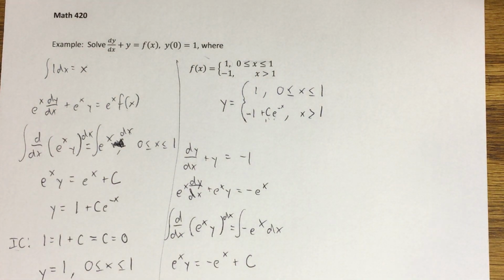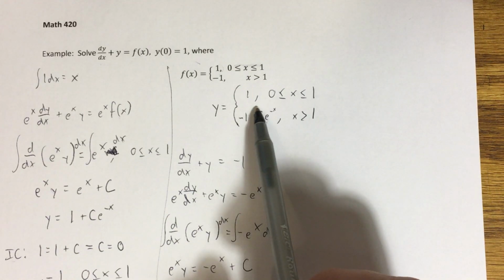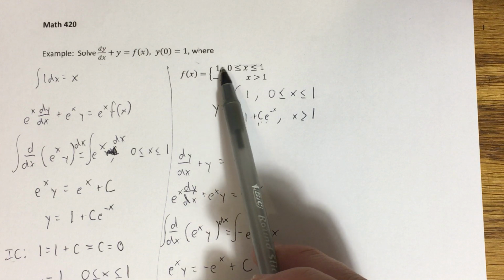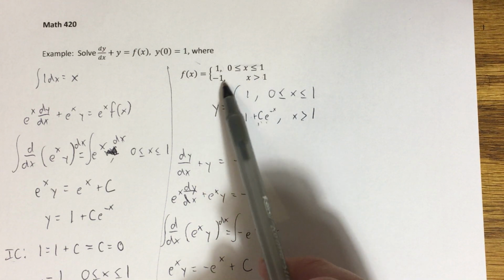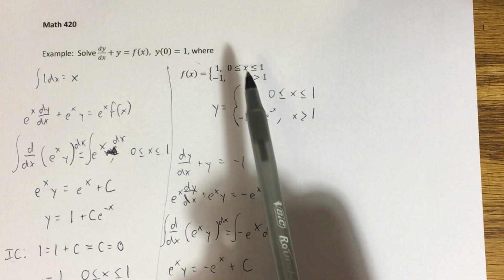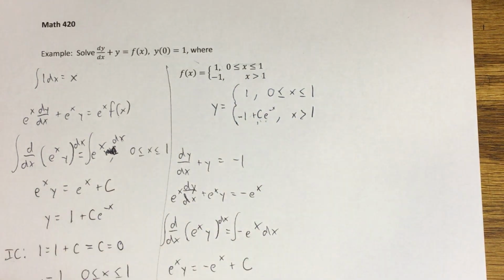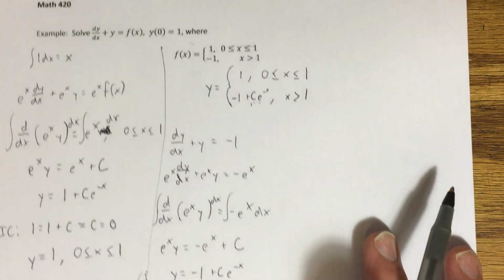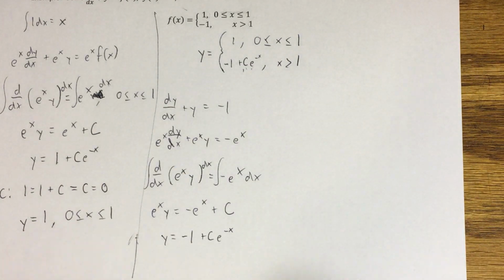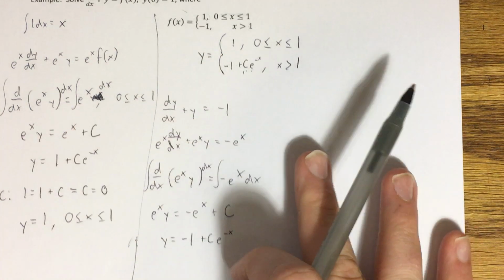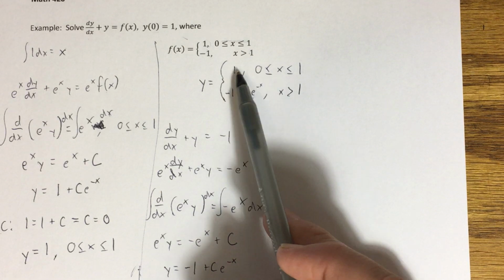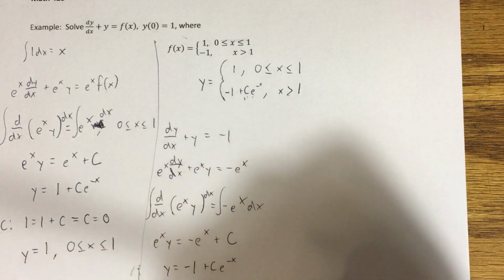a differentiable function, right? Even though f of x is not differentiable at 1 because there's a jump discontinuity there, our solution to this DE should be differentiable. Otherwise, we can't talk about dy/dx in the first place. And as you know from Calculus 1, if a function is differentiable, then it has to be continuous as well. So what would it take for this piecewise function here to be continuous?